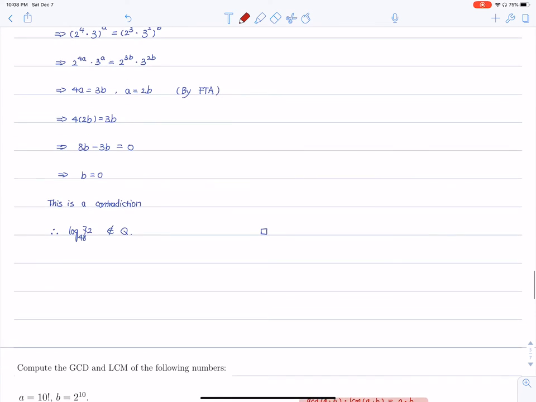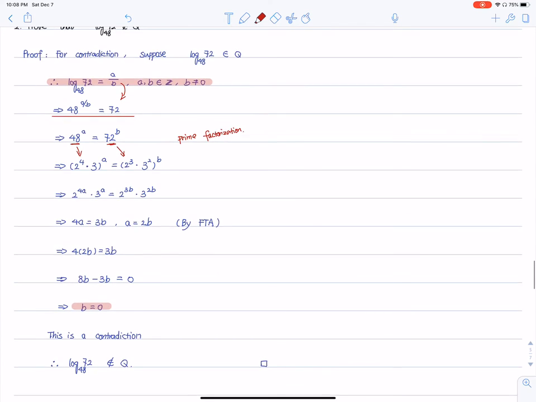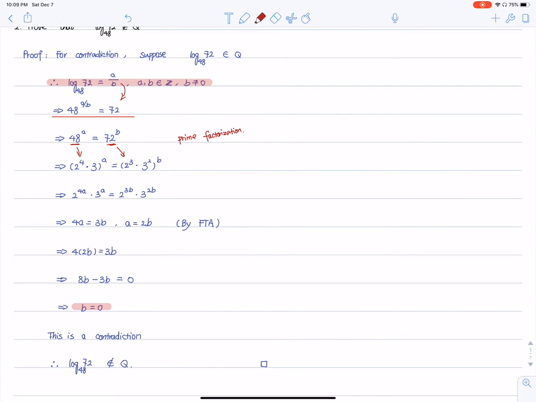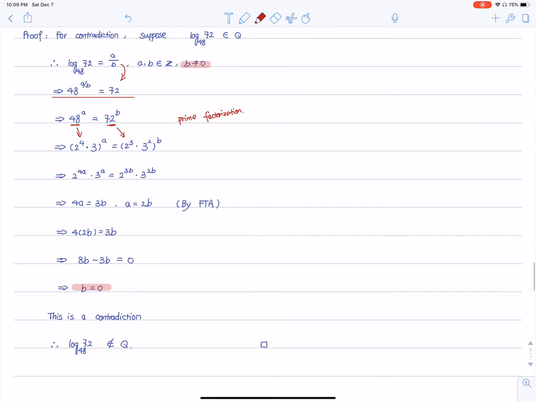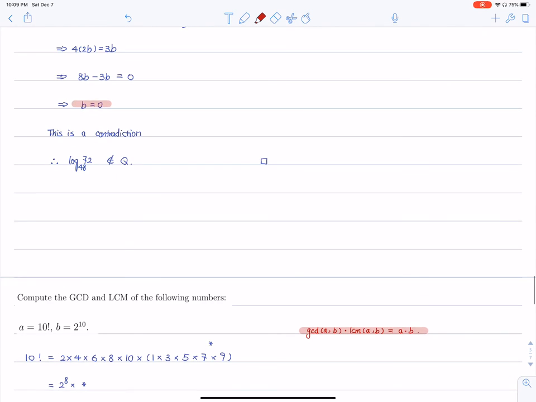And you just do manipulation, eventually you should get b equal to 0. This is a contradiction, because your b is a denominator, and here b cannot be 0. Alright, so this is a contradiction, which means your assumption was wrong. This is not a rational number.